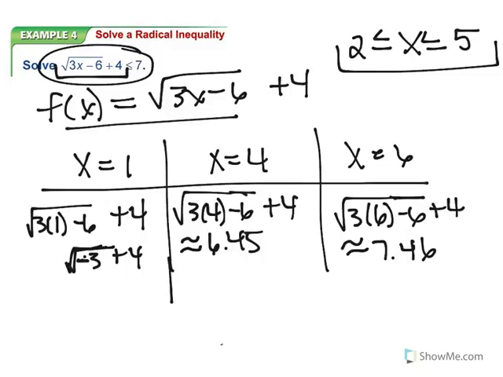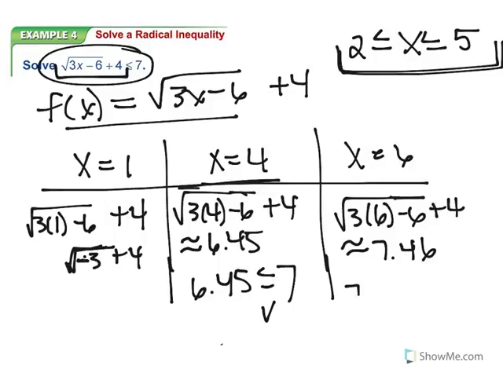Now we're going to go with a 4. That equals about 6.45. Going back to our original inequality, we would put this in as 6.45 is less than or equal to 7. Since that is true, we know that 4 is in our bounds, which fits with what we said to begin with. Now we're going to go to our 6. When we put that in, we get roughly 7.46. When we put that back into our inequality, it's saying that that is less than or equal to 7, but it's actually not, so that is not a true inequality. This does not satisfy our original inequality.